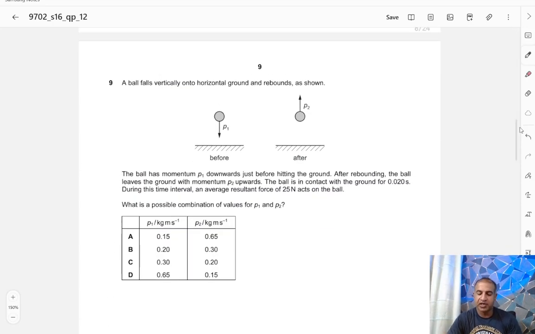A ball falls vertically onto a horizontal ground and rebounds as shown. We can clearly see that the ball has momentum P1 downwards just before hitting the ground. After rebounding, the ball leaves the ground with momentum P2 upward. The ball is in contact with the ground for 0.020 seconds. During this time, an average resultant force of 25 N acts on the ball. What is the possible combination of values for P1 and P2?